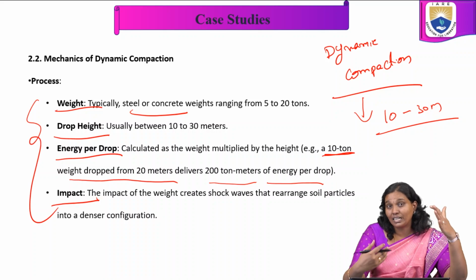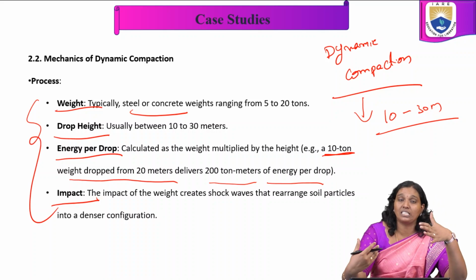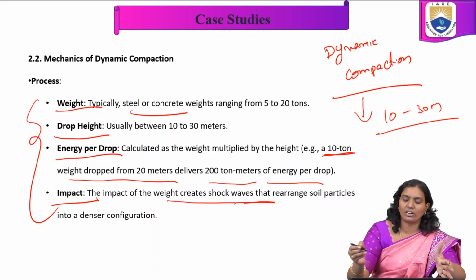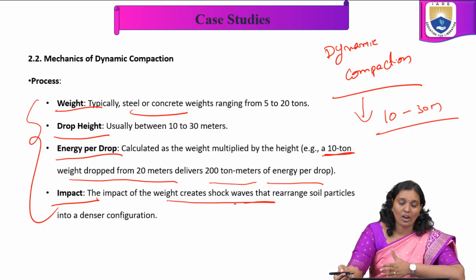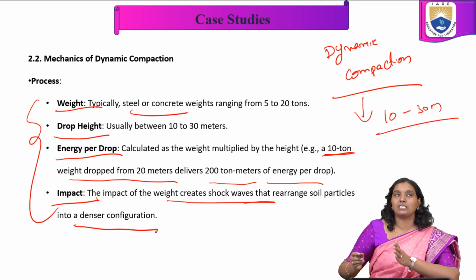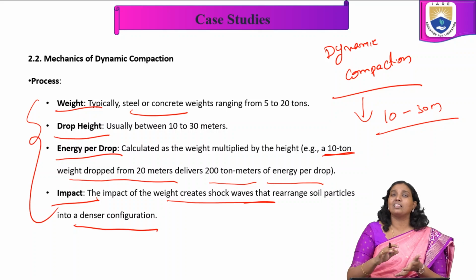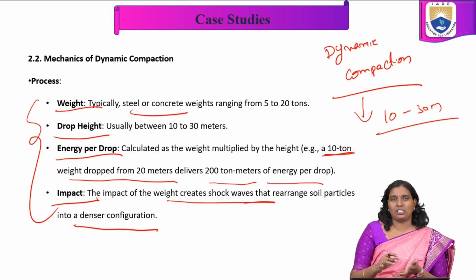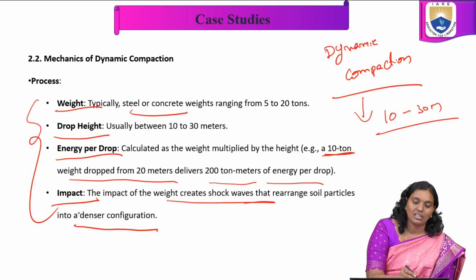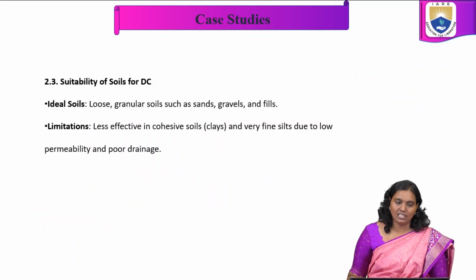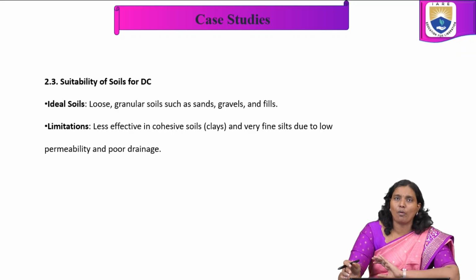are thrown from a certain height, and that gives shock waves. The impact of this weight creates these shock waves that rearrange soil particles into a denser configuration. They are compressible and not in a dense format. Once we complete this impact process, the dynamic compaction gives shock waves, and this leads to rearranging all the soil particles into a denser configuration. So this kind of mechanism is involved in dynamic compaction.